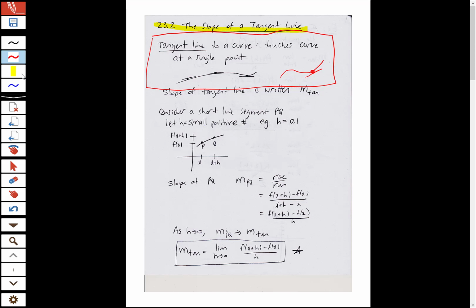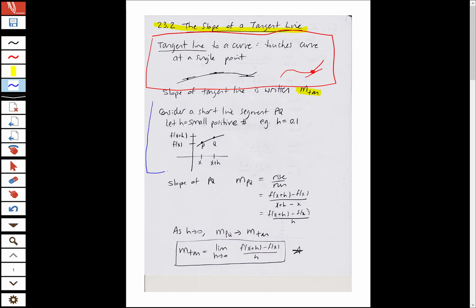Now, if we want a way of writing down the slope of the tangent line, we're going to use the notation m with a subscript of tan to represent that slope. M is the familiar notation for slope, so when we write m tan, that means slope of the tangent line. So let's work towards figuring out a formula for the slope of a tangent line.